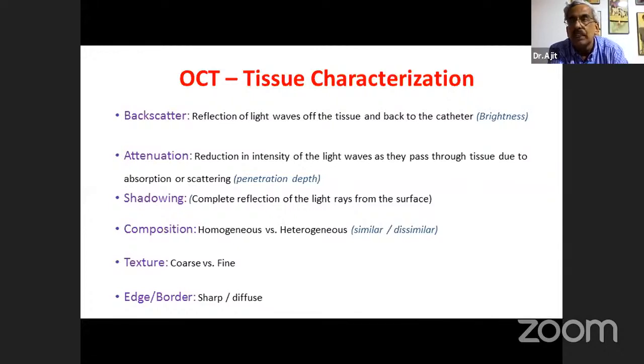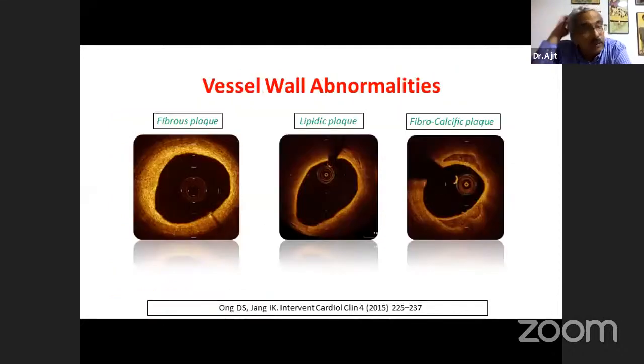The composition can be homogeneous, meaning it is similar, the whole composition of the whole plaque. Heterogeneous, which is dissimilar. The texture can be coarse or fine. The edges or borders can be sharp or diffuse. So when you describe a lesion with OCT, you have to put all these issues in when you describe it.